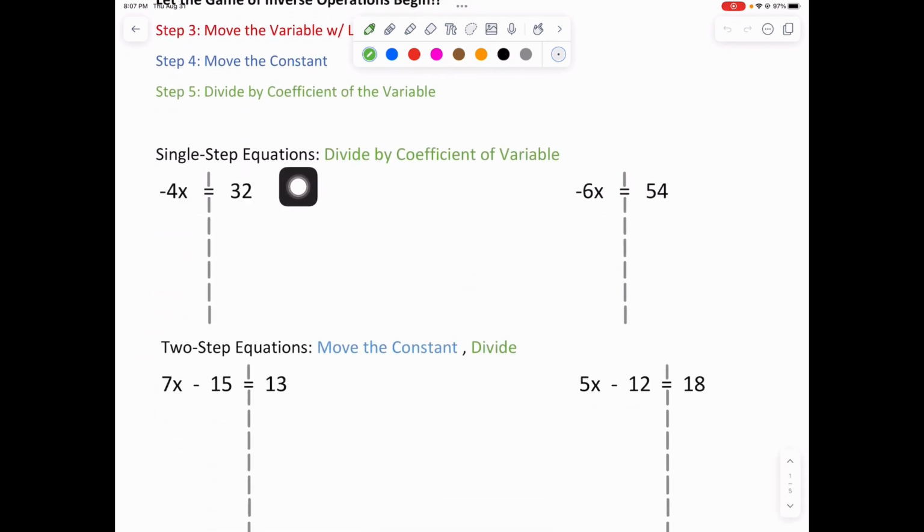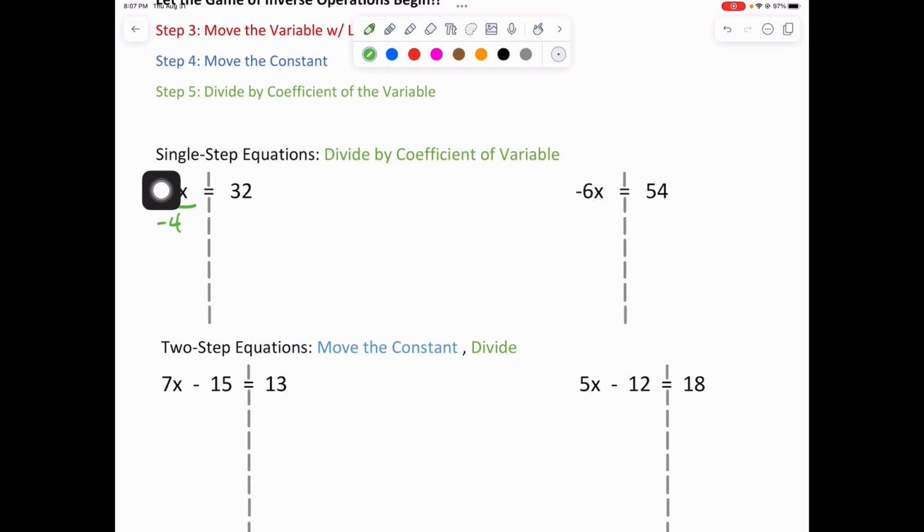We have single step equations. Divide by coefficient of variable. Okay, now the variable is x. The coefficient is -4. When we read -4x, that is equal to -4 times x. Oh, whoa, multiplication. What is the opposite? Yes, it is division. So we will divide by -4.